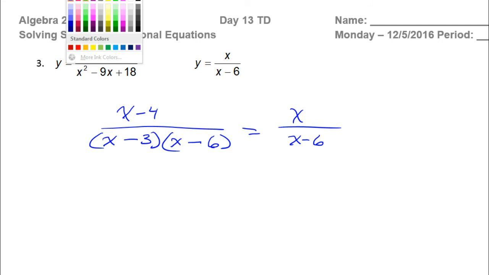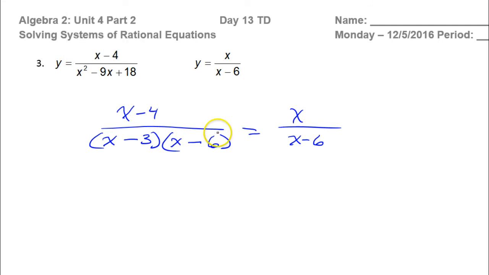Okay, so now let's go ahead and get our like denominators going. Well, they both have x minus 6 in common already, but the left denominator also has x minus 3. So I'm going to have to put in an x minus 3. I can only do that if I do the same thing in the numerator. Alright, now I have like denominators, so I can cancel these denominators out.